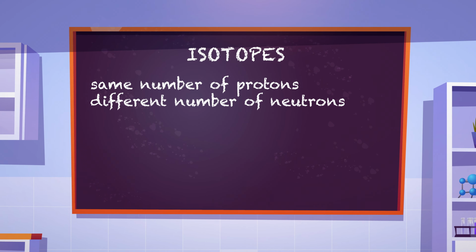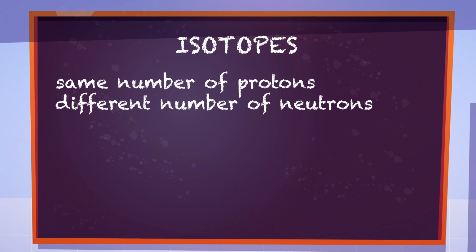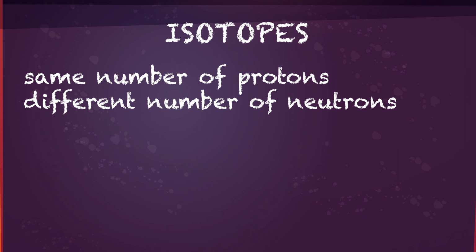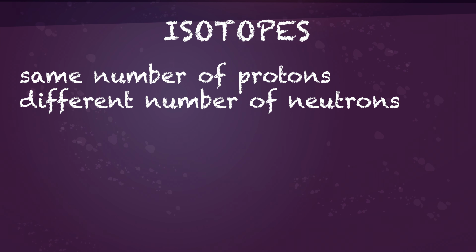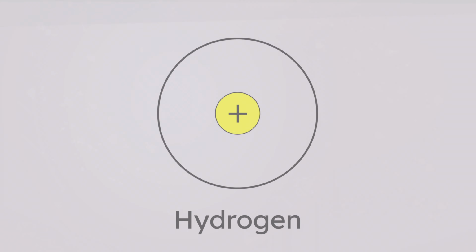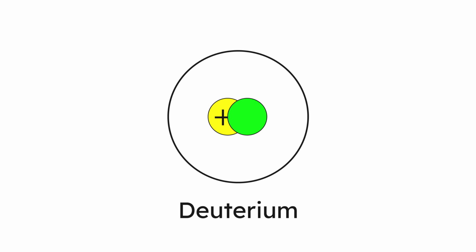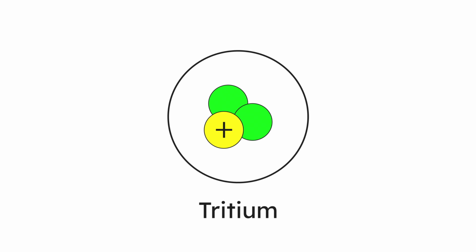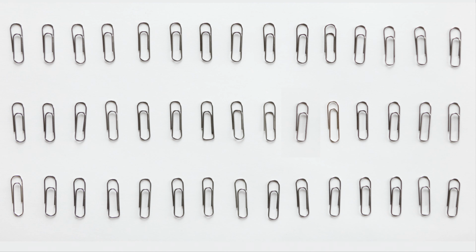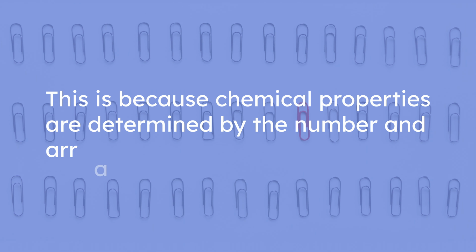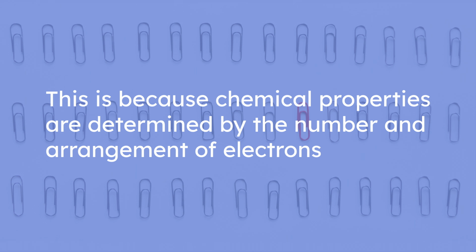An isotope is an element which has the same number of protons but a different number of neutrons. An element can have multiple isotopes, such as hydrogen, which has 3 isotopes. These are hydrogen, deuterium, and tritium. Isotopes may have the same chemical properties, but different physical properties. This is because chemical properties are determined by the number and arrangement of electrons.